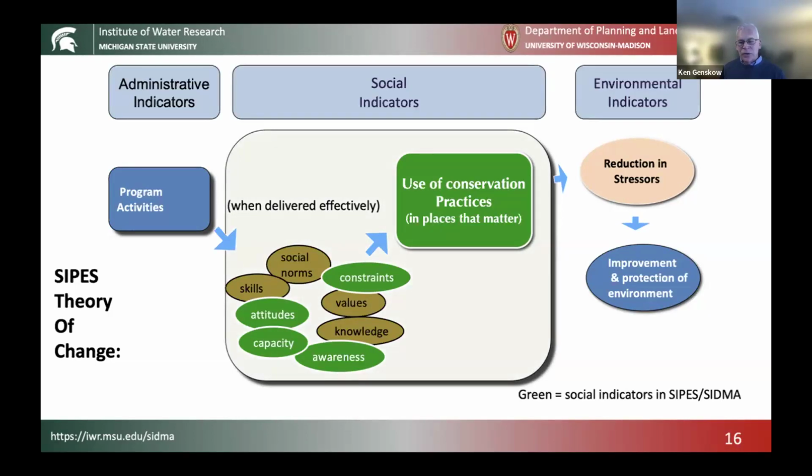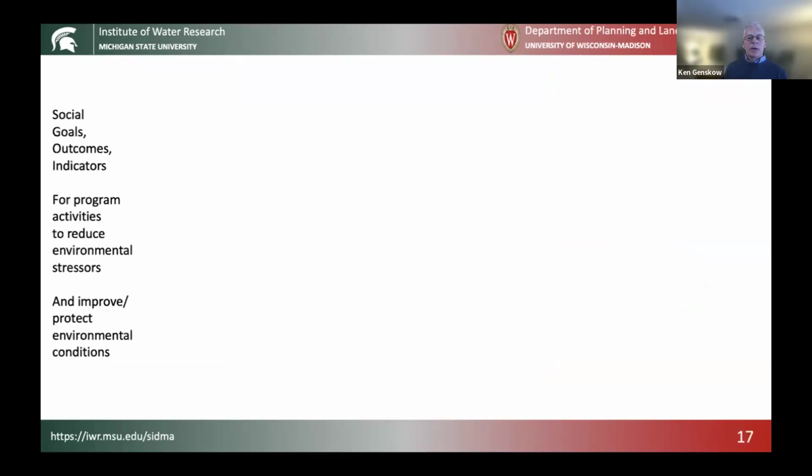Those green circles are the social indicators that we measure through the SIPES and SIDMA tools. And then just to reinforce again, when we talk about social indicators, we're talking about those various indicators in the middle that complement administrative indicators focused on program activities and environmental indicators that are traditional measures of environmental health and quality. All right, a couple more things.